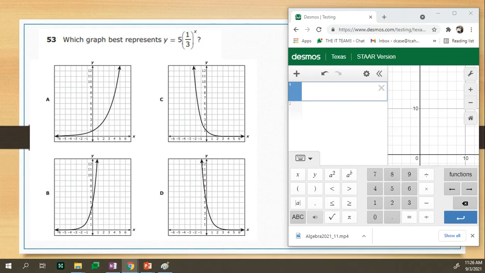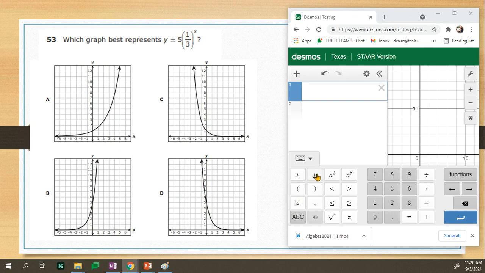We're going to look at problem number 53 from the 2021 Algebra released exam. The question asks, which graph best represents y equals 5 times 1/3 to the x? We're just going to dive in and use the Desmos calculator to graph this.